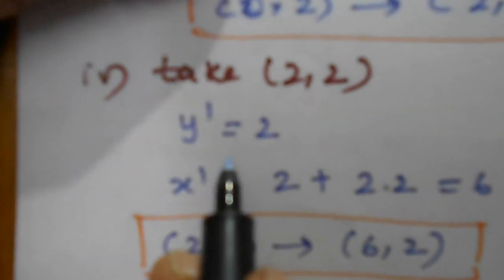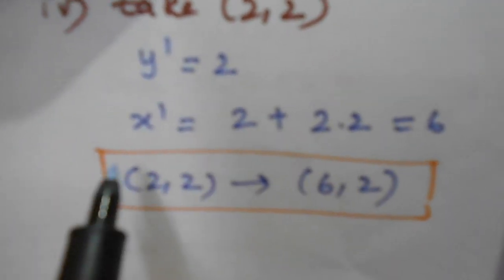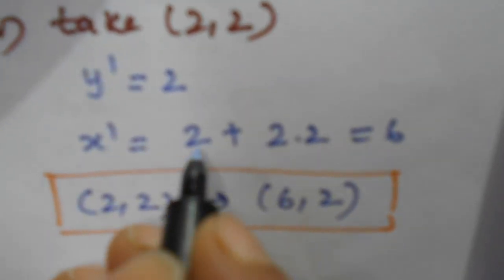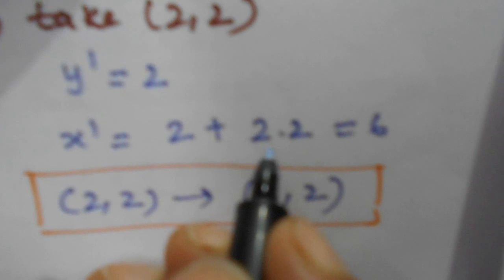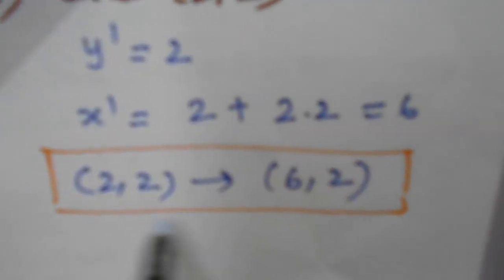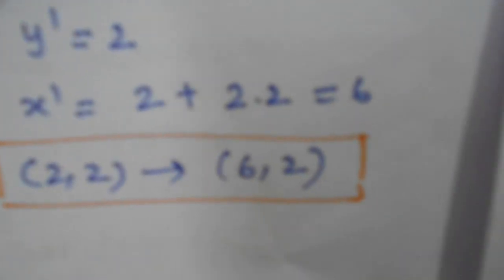Now we take the last coordinate (2, 2). Here y' is equal to 2, x' is equal to x 2 plus shx also 2, y also 2, 2 into 2 is 4, 4 plus 2 is 6. Now (2, 2) becomes (6, 2). Now let's plot all the 4 coordinates in the diagram.